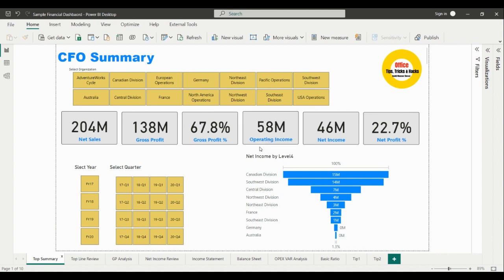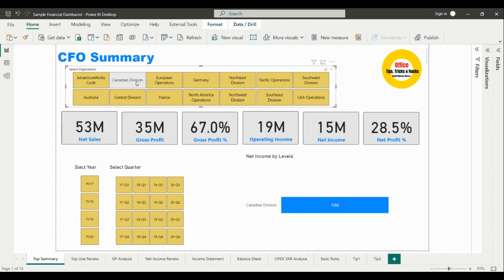You can change the design of your dashboard based on your requirements. It's just a sample. Let's check some financials about the Canadian division for different years.